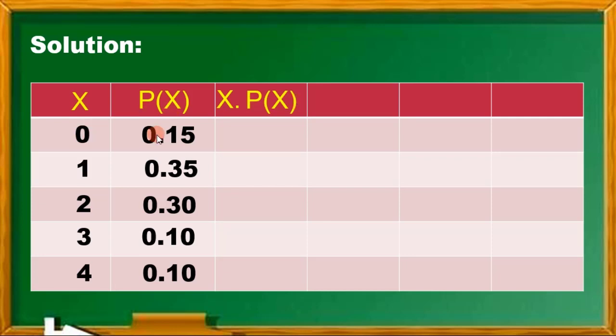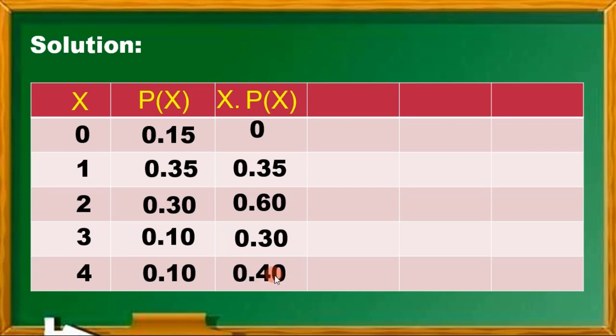So 0 times 0.15 is 0. Then 1 times 0.35 is 0.35. Of course, any number multiplied by 1 is that number, and any number multiplied by 0 equals 0. 2 times 0.30 is 0.60. Then 3 times 0.10 is 0.30. And 4 times 0.10 is 0.40 or 0.4.